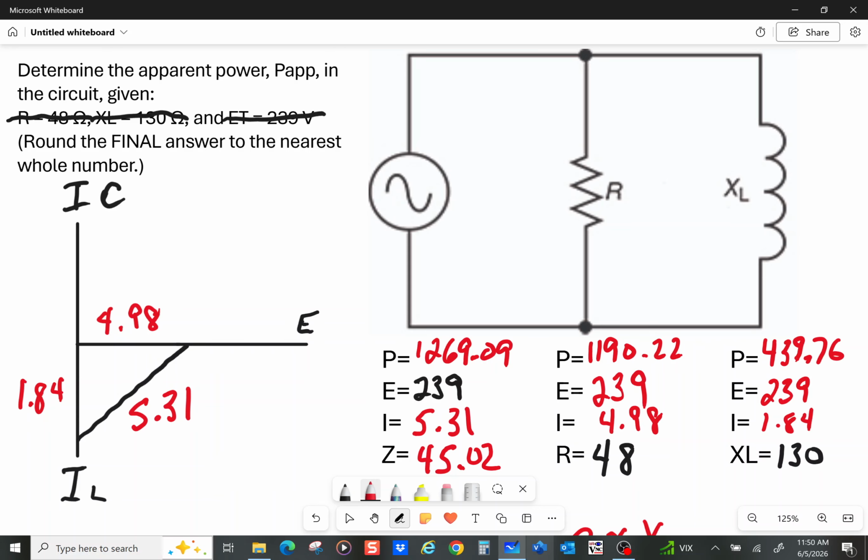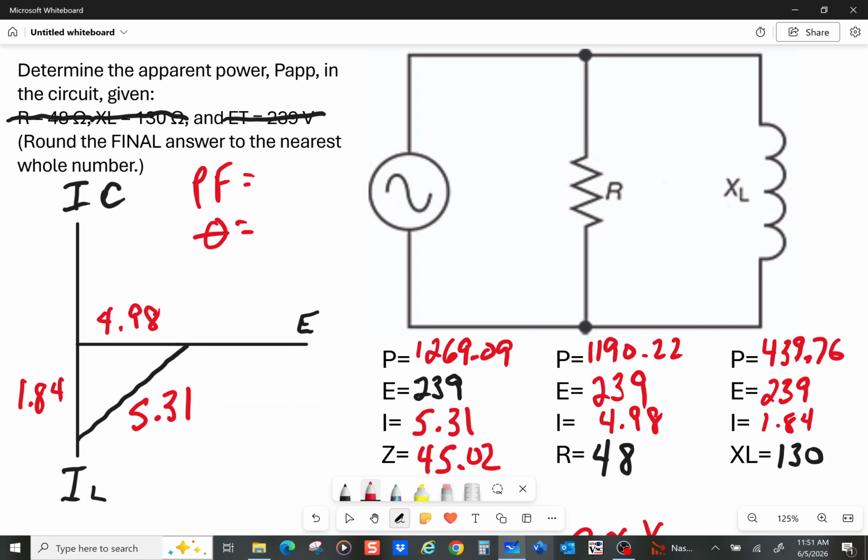And now if we take those values for P, we can take our true power, 1190.22, and put that on our horizontal, the 439.76, and put it on our vertical. And then we could do A squared plus B squared equals C squared. We should get 1269.09, because we can also use our power triangle when we do this. So the only things that we have to solve for now that we haven't solved for already is power factor and phase angle.